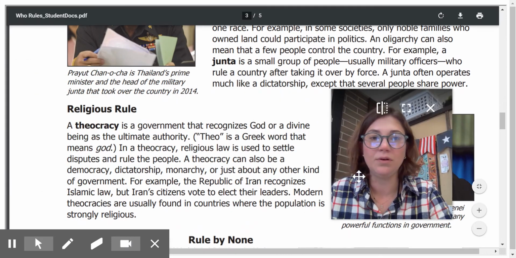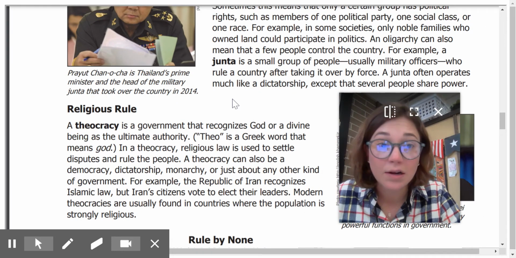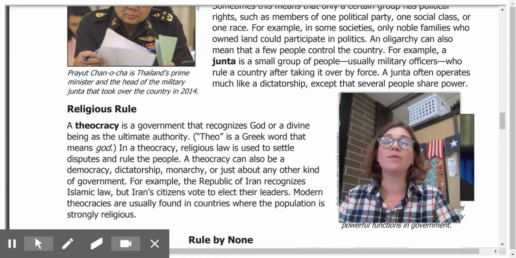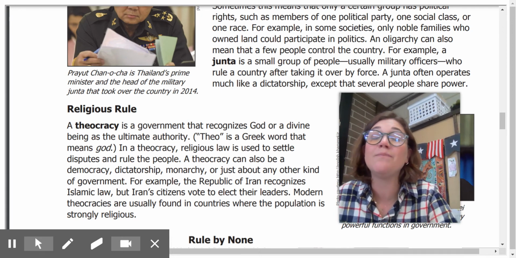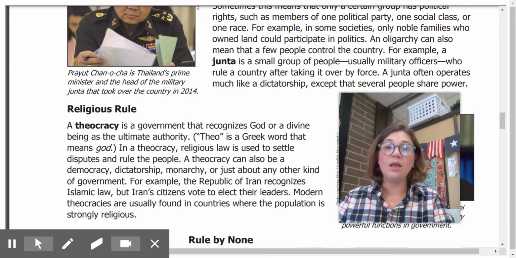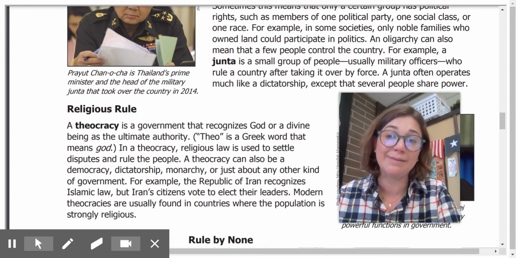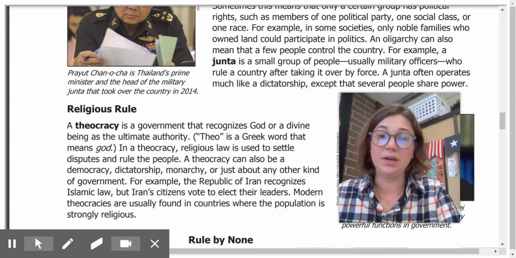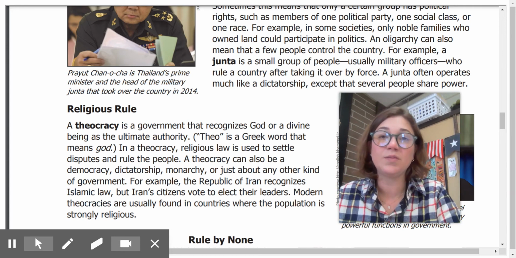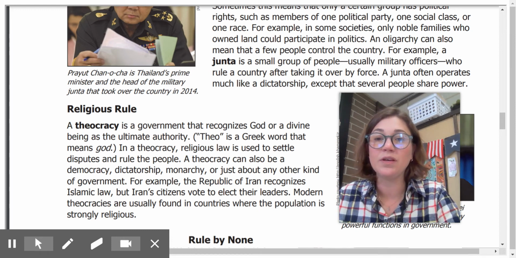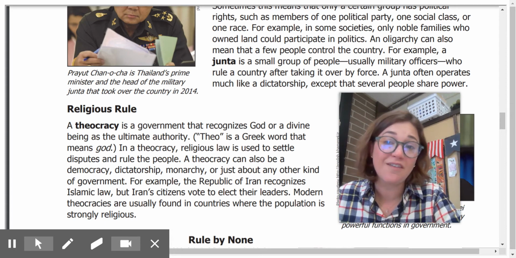Then we get religious rule. A theocracy is a government that recognizes God or a divine being as the ultimate authority. Theo is a Greek word that means God. In a theocracy, religious law is used to settle disputes and rule the people. A theocracy can also be a democracy, dictatorship, monarchy, or just about any other kind of government, for example.